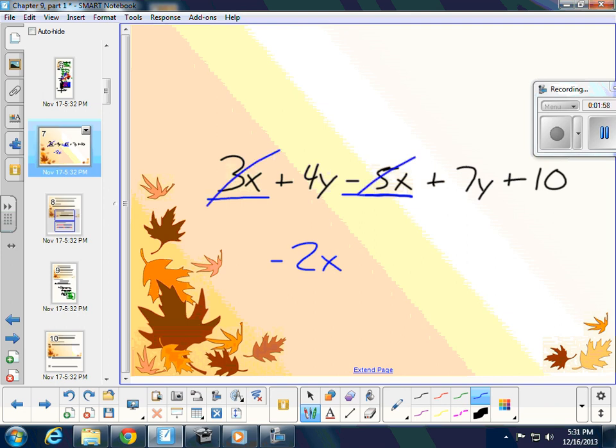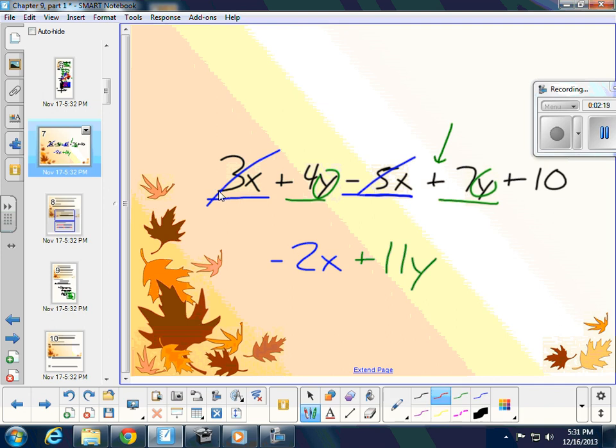I have some more like terms as well. I have 4y and 7y, and again, in this case, it's got a plus sign in front of it. So this is just like 4y plus 7y then. All I do is add the two coefficients of those terms, keep that same variable part, which is y. So this ends up just being plus 11y.